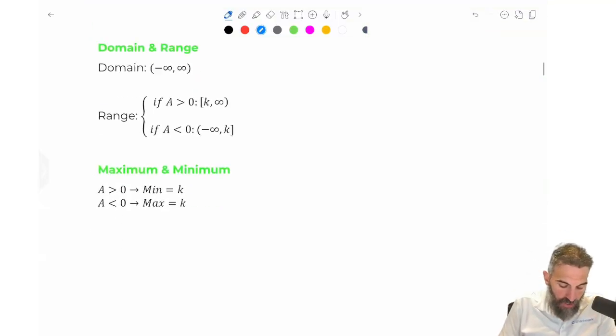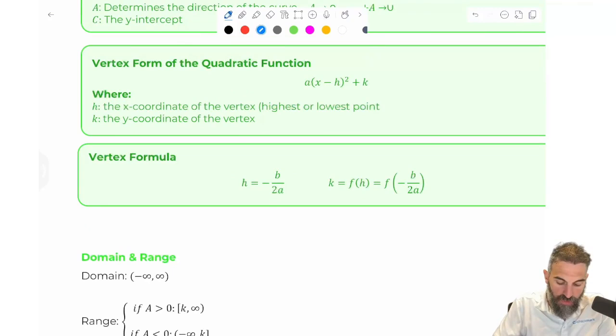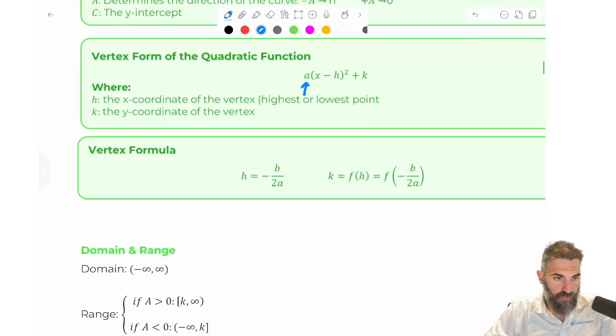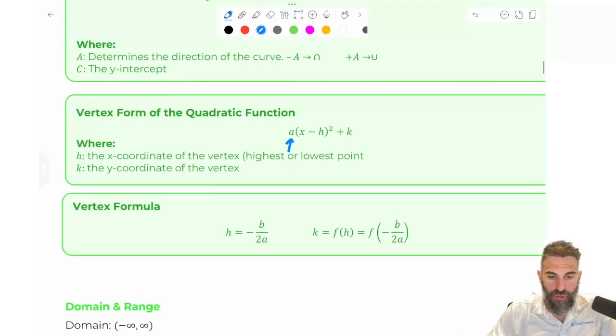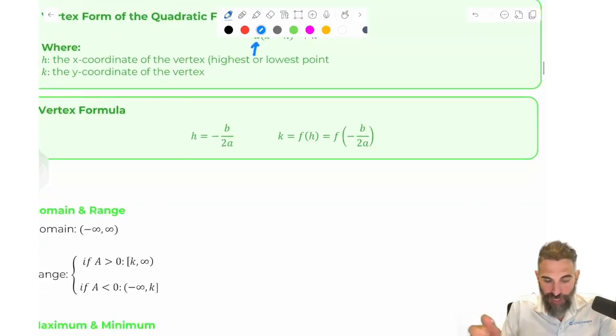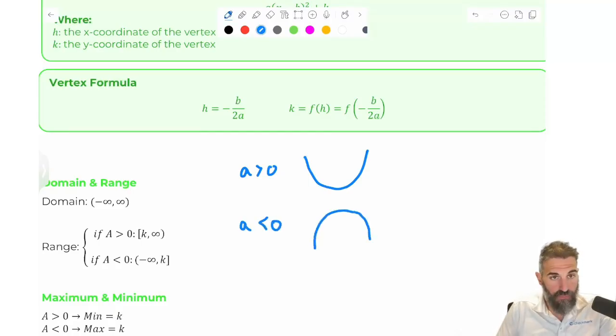So look, if a is greater than 0, then you have a minimum. Sorry, not frowning. If your a is positive, your equation is smiling, right? So if a is positive, your function is smiling. If a is negative, your function is frowning.